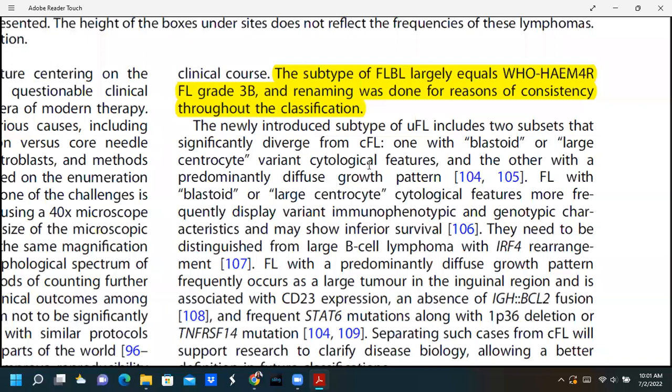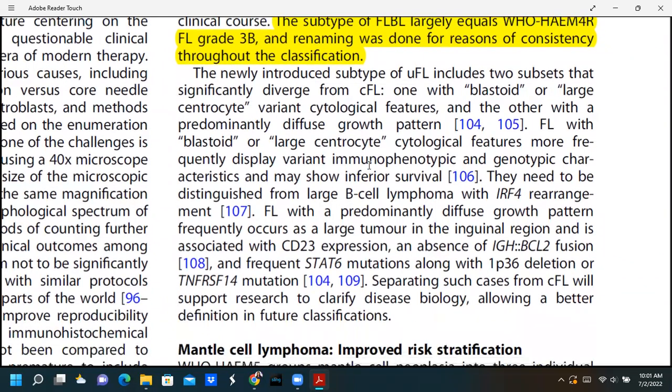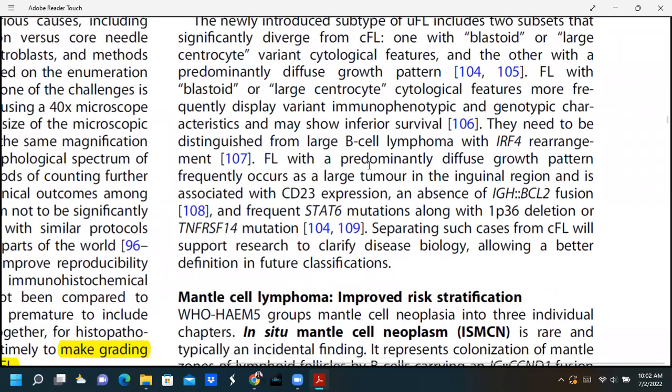Okay. Follicular lymphoma with blastoid or large centrocyte cytological features more frequently display variant immunophenotypic and genotypic characteristics and may show inferior survival. They need to be distinguished from IRF4, large B-cell with IRF4. The follicular lymphoma with predominantly diffuse growth pattern occurs as a large tumor in the inguinal region and is associated with CD23 expression and absence of BCL2 and frequent STAT6 along with 1p36 deletion or TNFRSF14. So separating such cases from classic will support research to clarify disease biology.